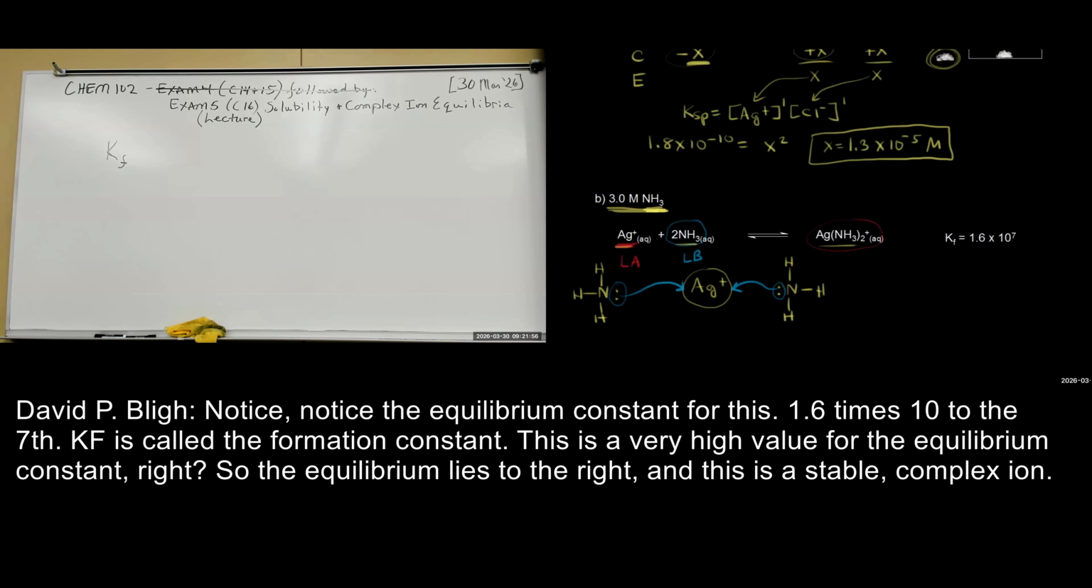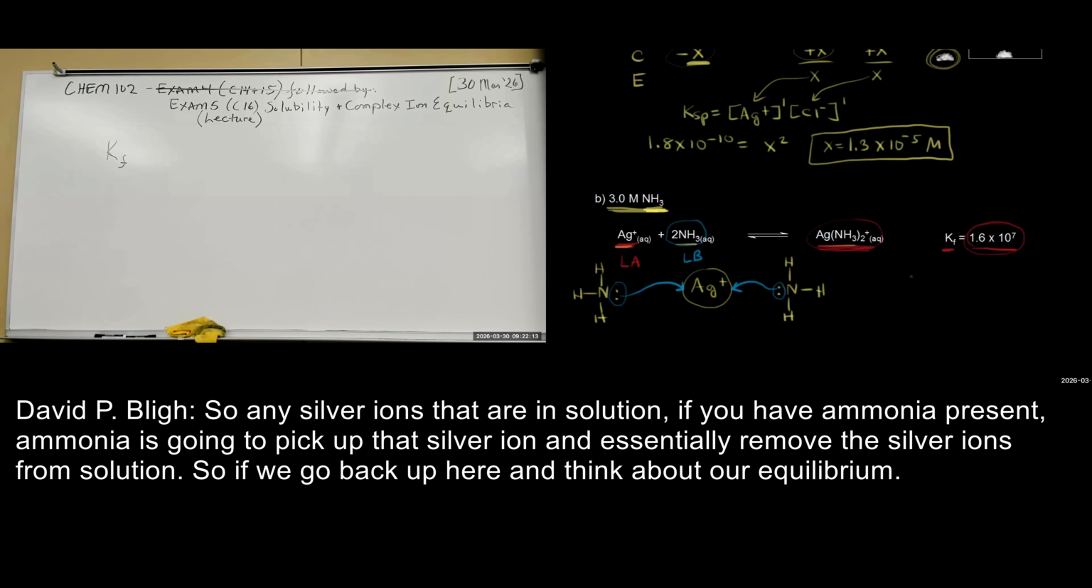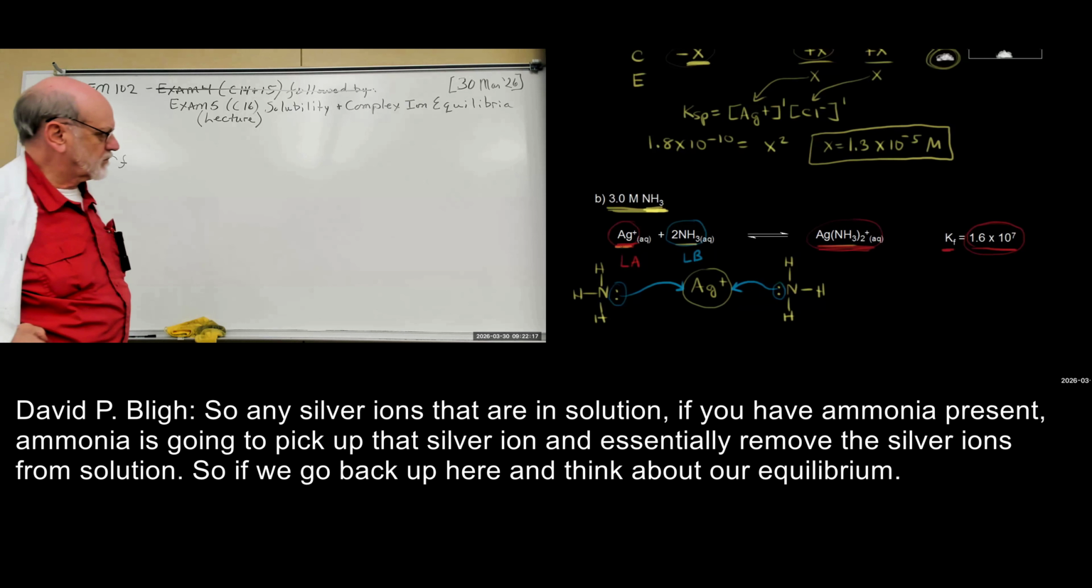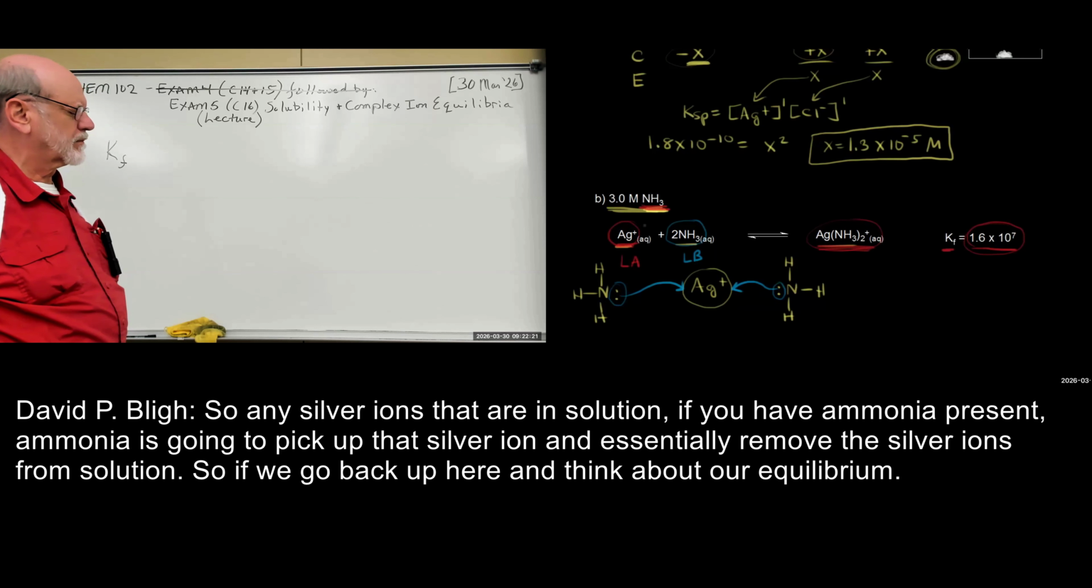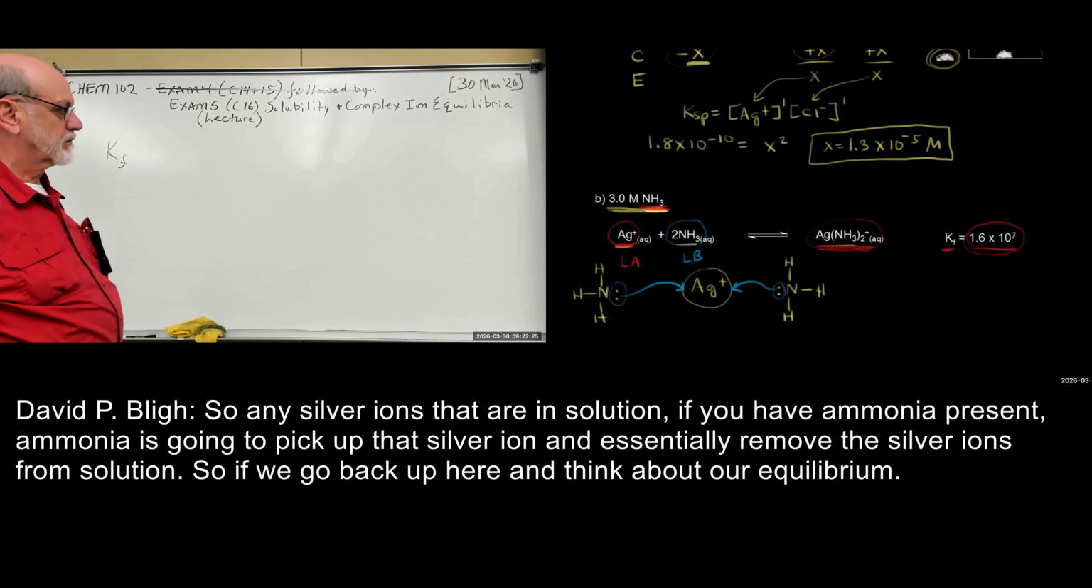And notice the equilibrium constant for this, 1.6 times 10 to the 7th. Kf is called the formation constant. This is a very high value for the equilibrium constant, right? So the equilibrium lies to the right, and this is a stable complex ion. So any silver ions that are in solution, if you have ammonia present, ammonia is going to pick up that silver ion and essentially remove the silver ions from solution.